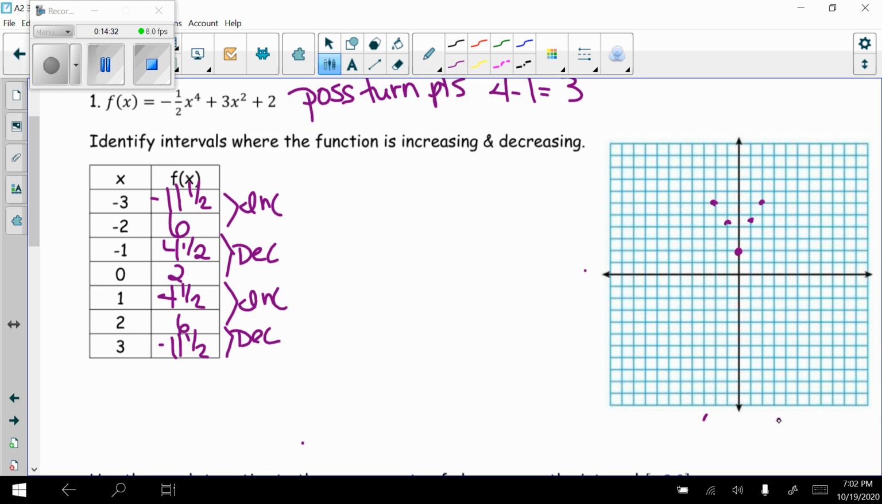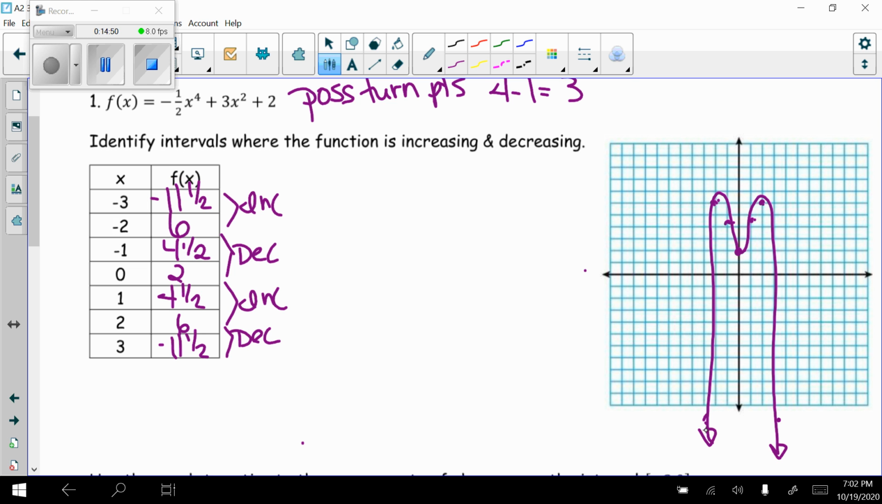We always connect our dots from left to right. So I start down here, and then I have to get to this next one up here, here, here, there, and then back down. So our graph would look something like this.